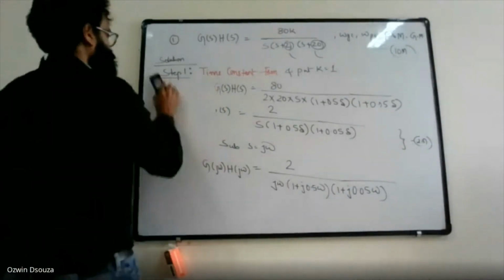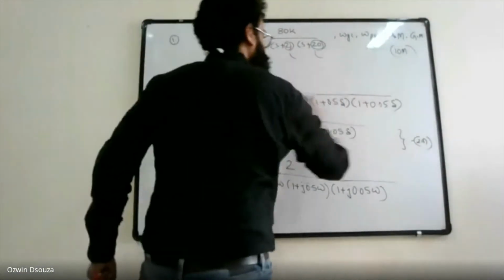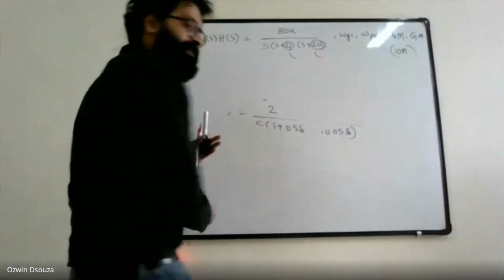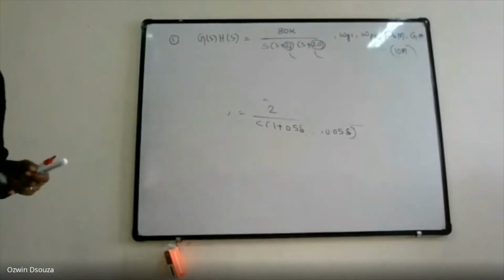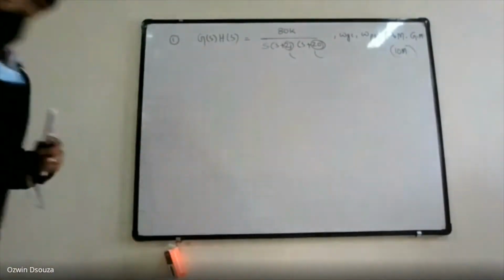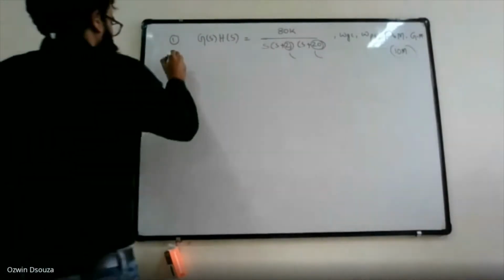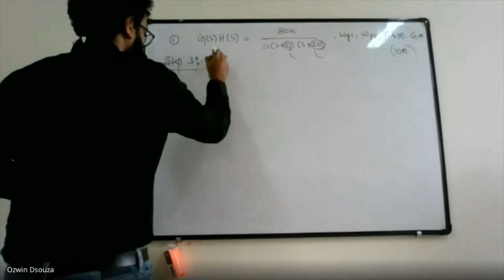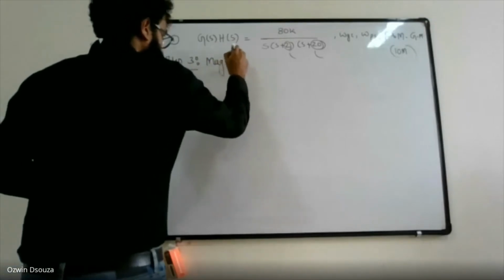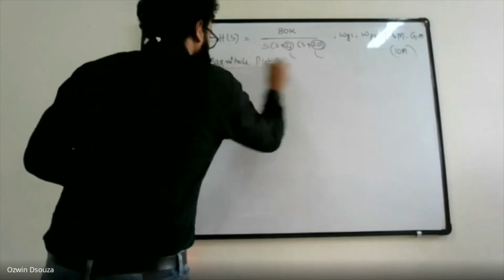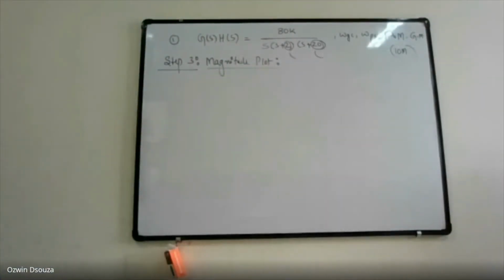Next, you write step 3. Once you have the transfer function in hand, you can go for step 3, which is magnitude plot, and then step 4, which is phase plot. That's all. 4 steps. Step 3 is magnitude plot. All right.